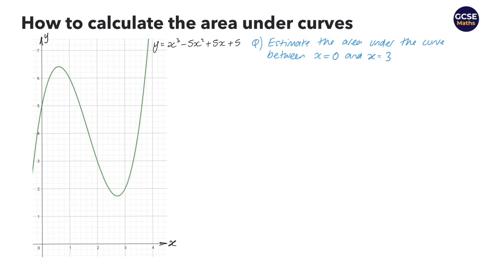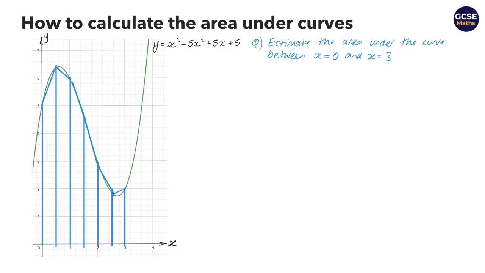So to do that we need to split the curve into trapeziums. So there we go, I have split this into 6 equal width trapeziums. We'll label these A, B, C, D, E and F. So we can find the area of each one and then add them all together to get the total area under the curve. Okay, so now we've got the 6 trapeziums.